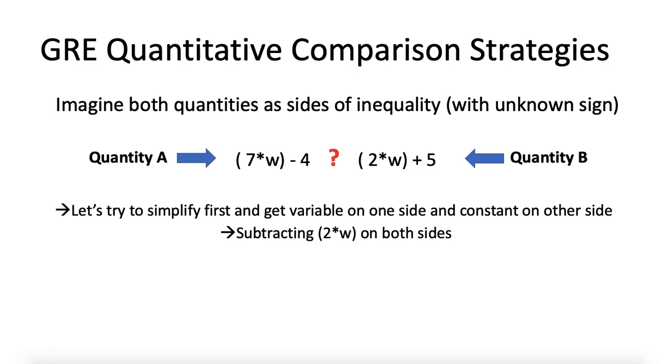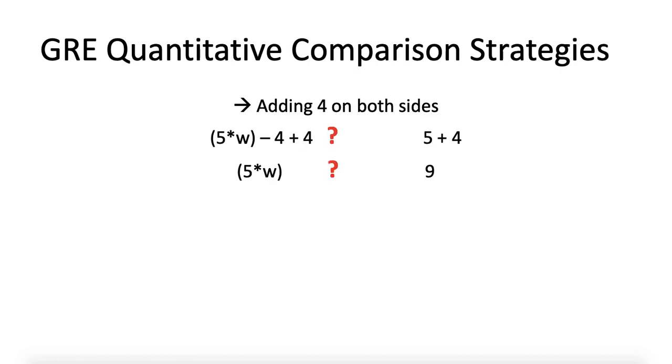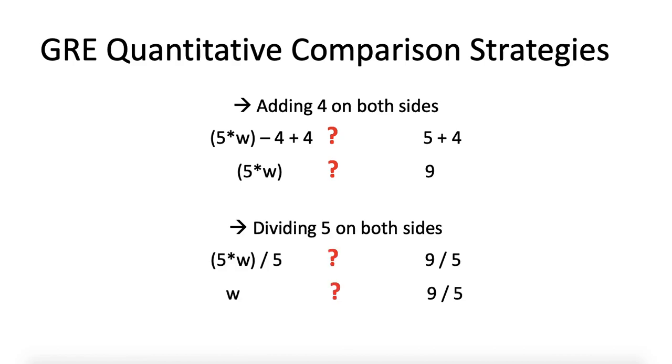If I subtract 2w on both sides, on the left side I will have 5w minus 4, and on the right side I will have 5. Now let's simplify further, and if I add 4 on both sides, I will get 5w on the left side and 9 on the right side. So as we discussed, to simplify this, we are trying to get variable on one side and the constant on the other side. So if we divide by 5 on both sides, I have w and 9 by 5. So one quantity is w now and one quantity is 9 by 5.